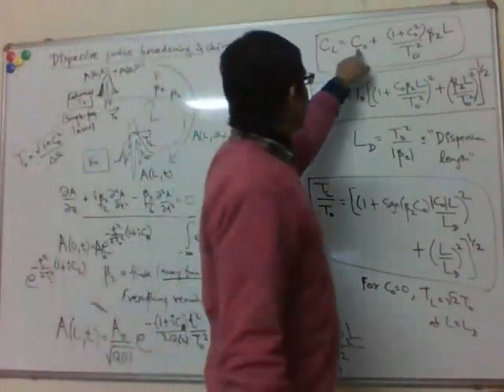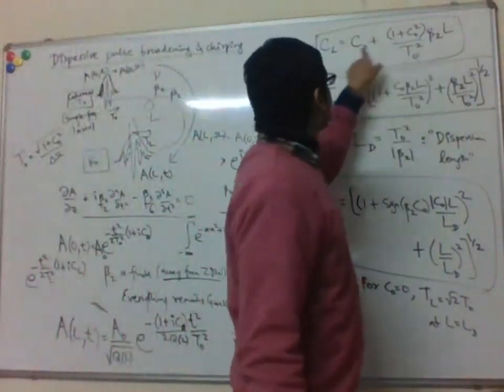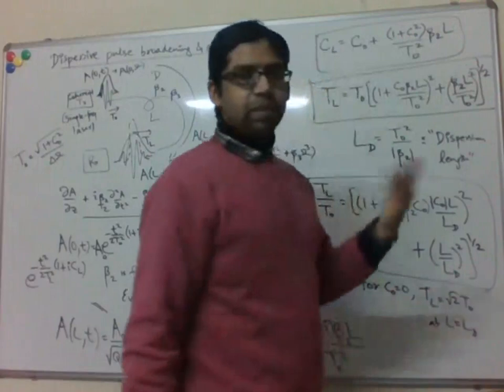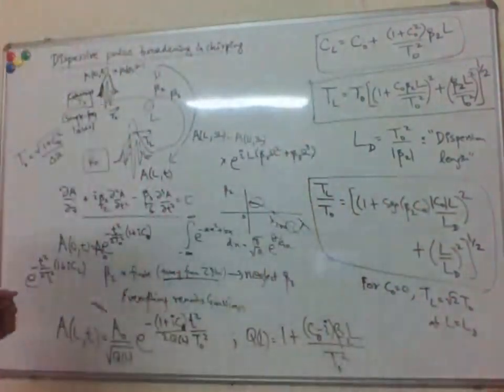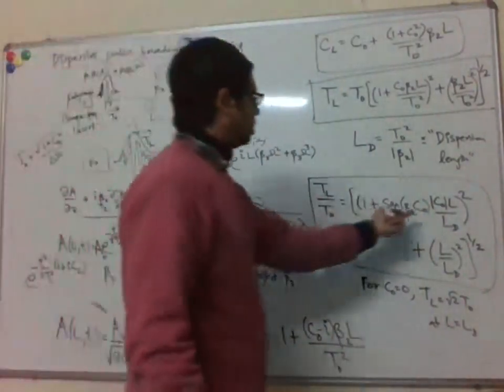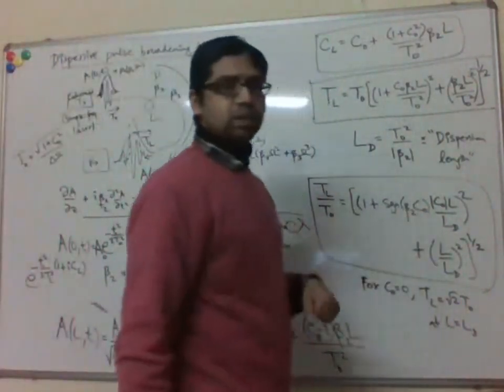Same case the other way, if C naught is negative, beta 2 is positive, you can see that again the magnitude of CL will be smaller, right? You're approaching 0 from the other side. Right, so basically it depends on the sign of beta 2 times C naught.